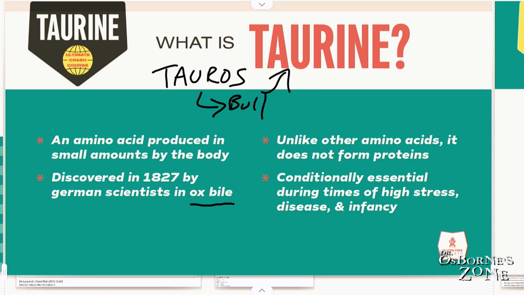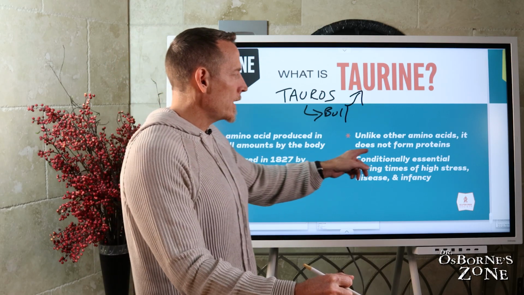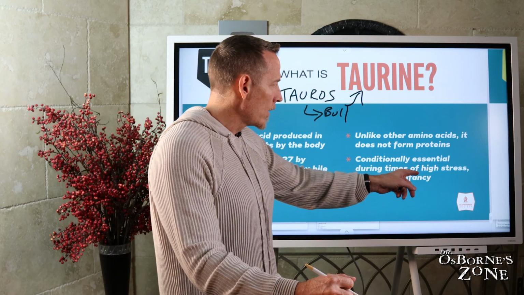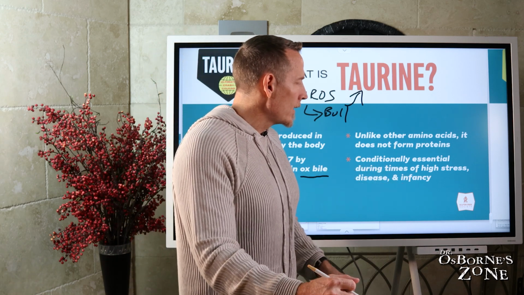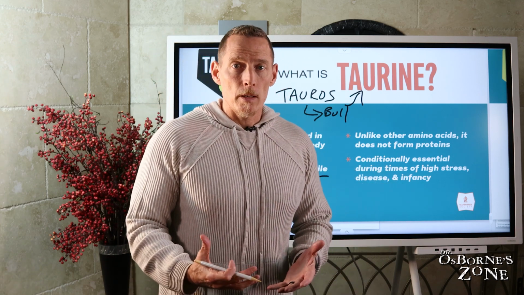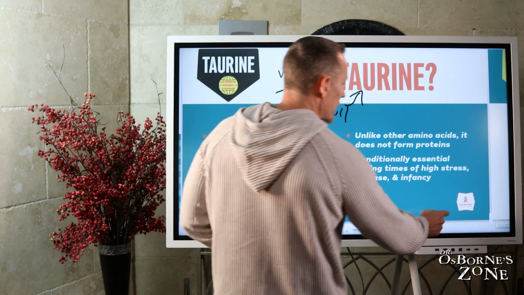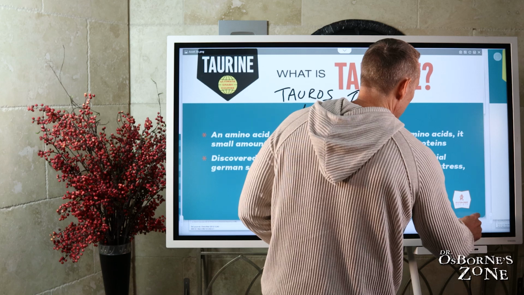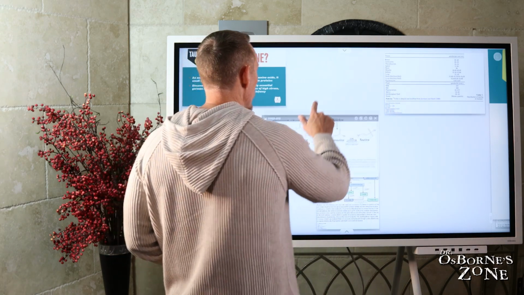Now, it's conditionally essential. The body can produce it in small amounts, but under conditions of high stress or chronic disease and inflammation, and in infants, the body needs more. And so in those cases, it has to come from food. You can't make enough or synthesize enough to get the necessary amounts to sustain healthy function.